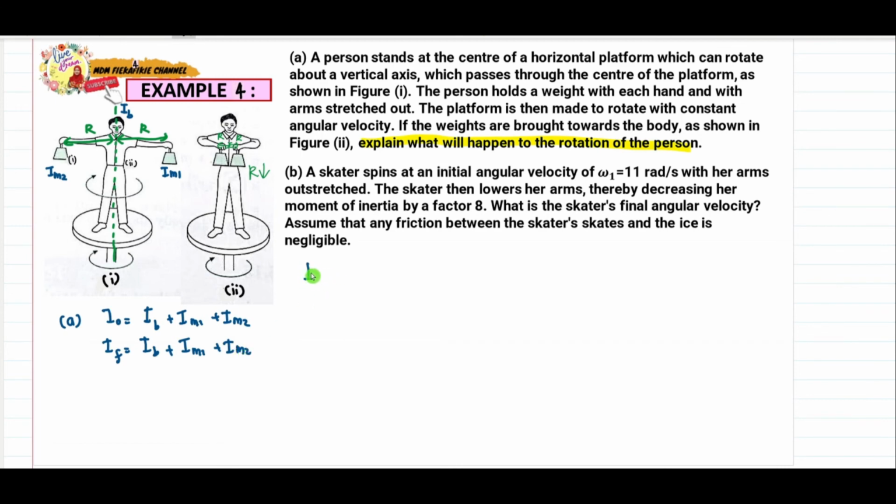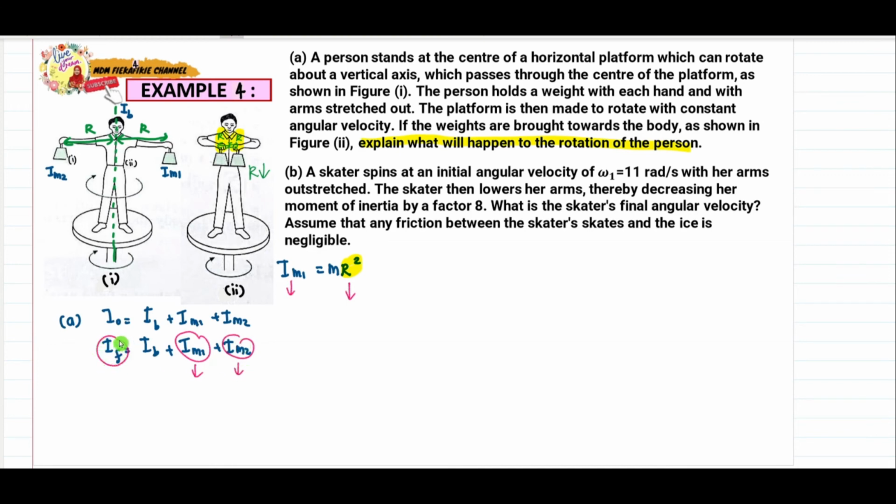So since the moment of inertia for mass 1 and mass 2 can be written as mr squared, because we can treat them as a particle, and since the value of R here is decreasing, they are getting closer to the axis of rotation. So when R is decreasing, therefore I also decreases. So the moment of inertia here should be decreasing.